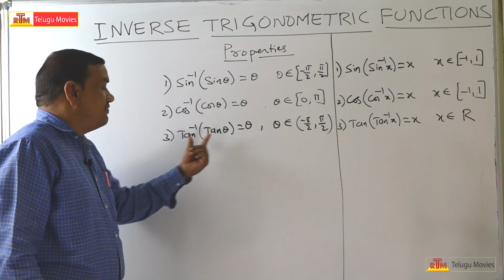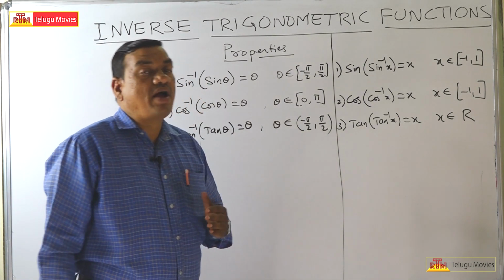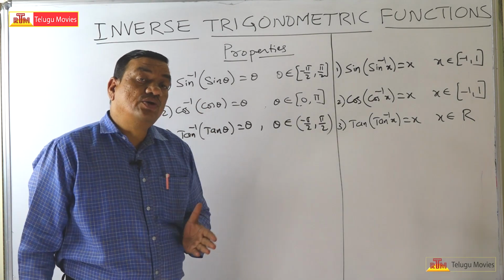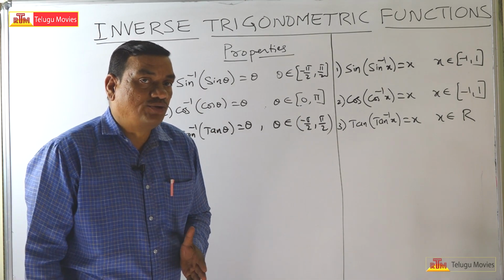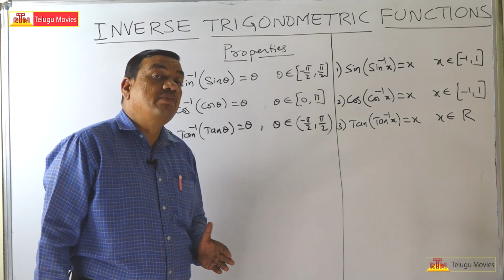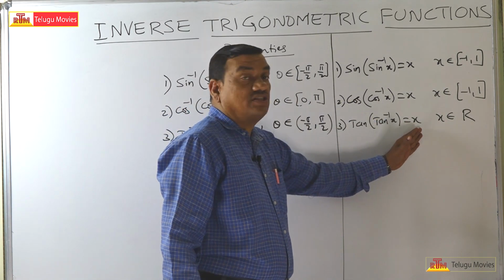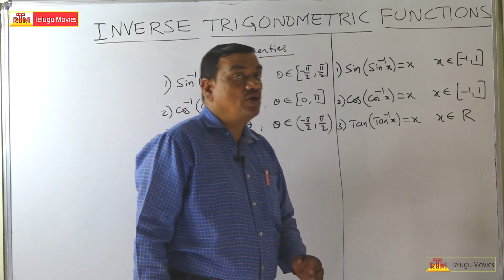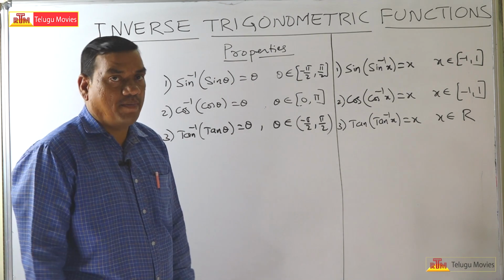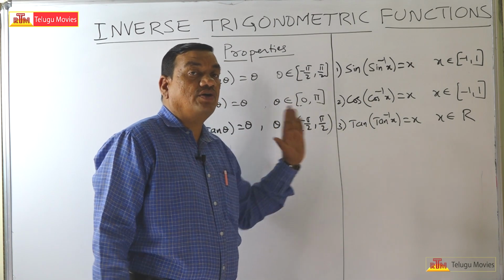See here, tan inverse of tan theta is equal to theta, where theta belongs to the open interval minus pi by 2 to plus pi by 2. Why? Because y equals tan theta is bijective, that means both one-one and onto, in this interval minus pi by 2 to plus pi by 2. Whereas tan of tan inverse of x is equal to x for all x belonging to real numbers, because the range of tan theta is the set of real numbers. So these two formulas you have to write down side by side.